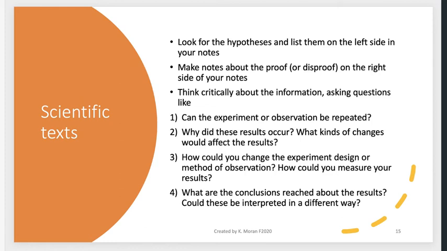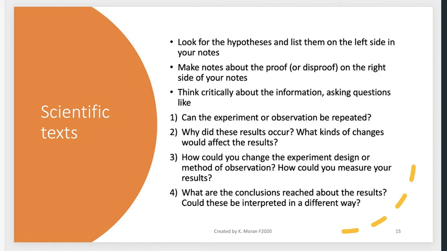With scientific texts, you want to look at the hypothesis. You want to look at the proof for the hypothesis or the disproof. You want to look critically at the information. Does this make sense? For example, if you're reading a psychology textbook and they're talking about an experiment, you can ask yourself whether it can be repeated. Can it be replicated? Can it be observed? You can also ask yourself why the results occurred and what kinds of changes could affect the results. So, for example, if someone was studying how students read and how students are successful reading, the study could be talking about students between the ages of 18 to 20.